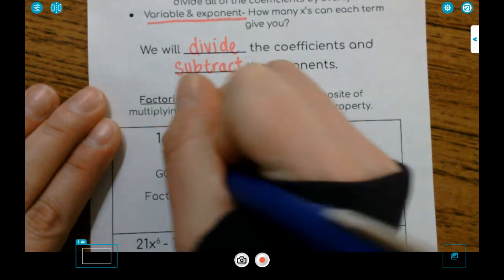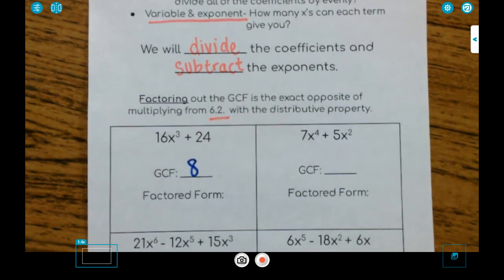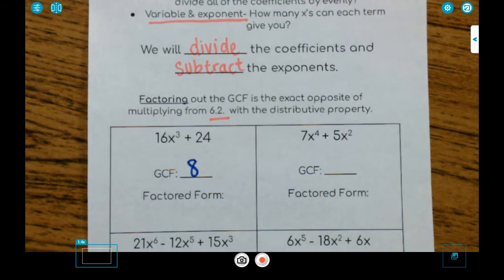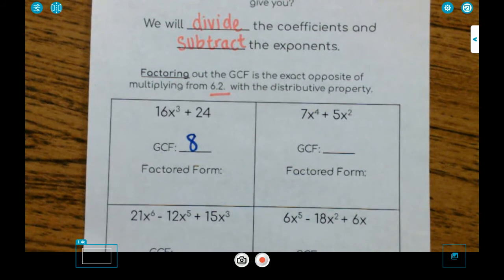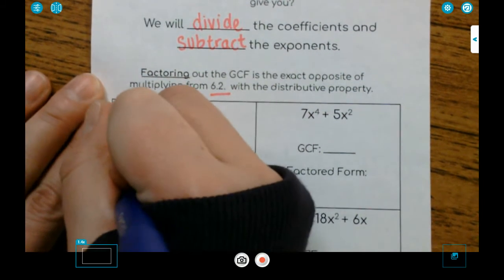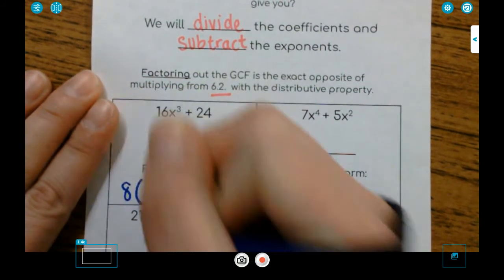Then we have to say, okay, I've got x cubed and no x's on that 24. So that 24 doesn't have any x's to give me. So all I can divide out here is an 8. So on the GCF line, write down 8. And the reason why we picked 8 is because it's the greatest common factor. And then we are going to write a factored form. How you write a factored form is you put your GCF first, and then you open a set of parentheses.